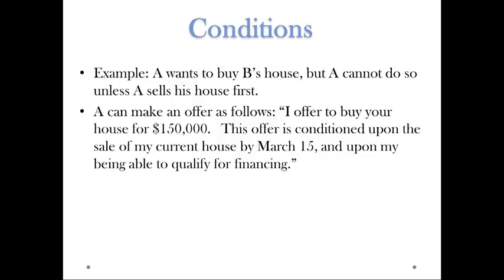Let's say you and the seller have negotiated a price of $150,000, but your concern is that you really can't come up with $150,000 unless you sell your own current house. So you put a condition in the offer. I offer to buy your house for $150,000, conditioned upon the sale of my current house by March 15th, and upon my being able to qualify for financing to get a mortgage. Now today, mortgages can be obtained in about 5 minutes. In the old days, it took weeks. This second part is not as big a deal as it used to be, because you can get pre-approvals and things.